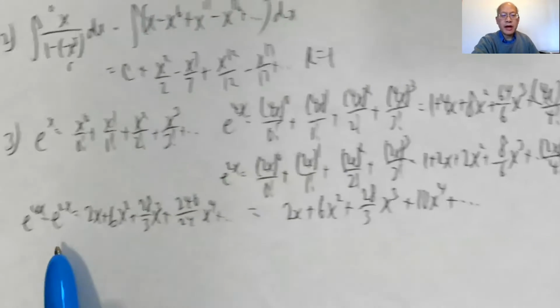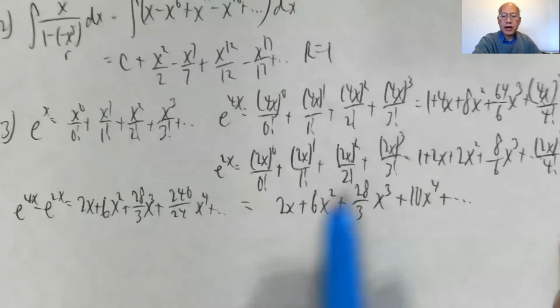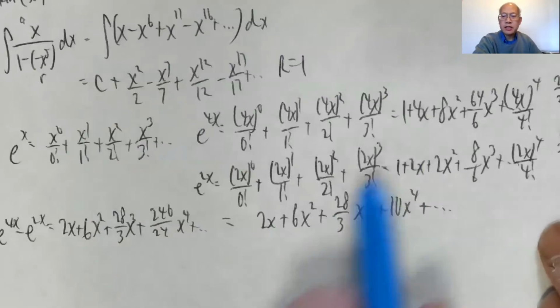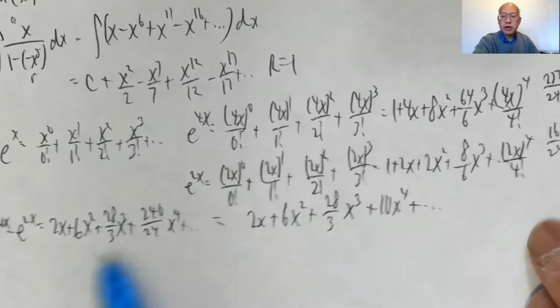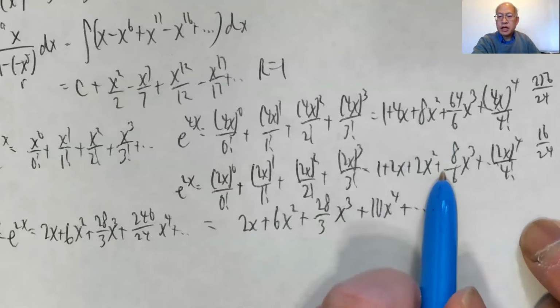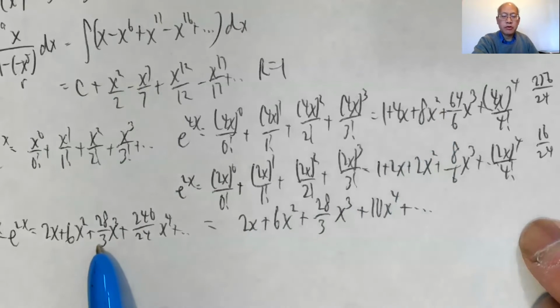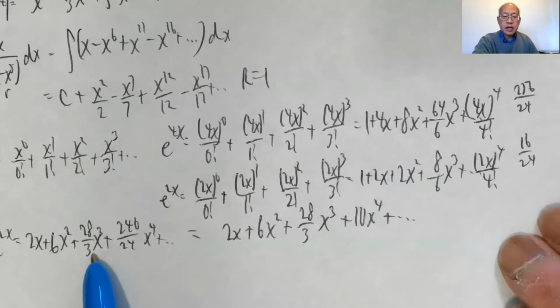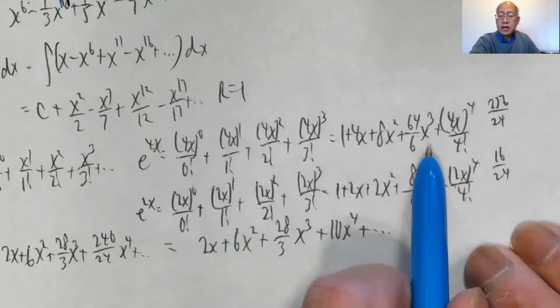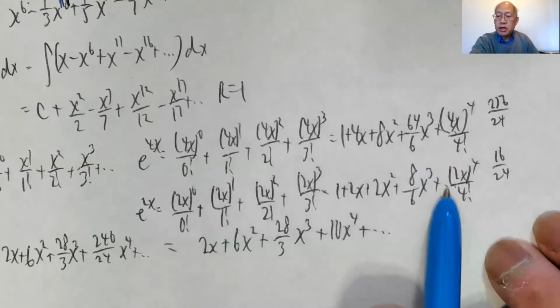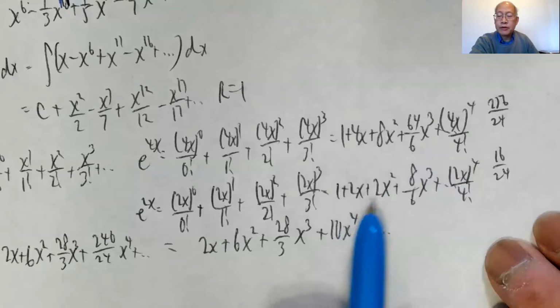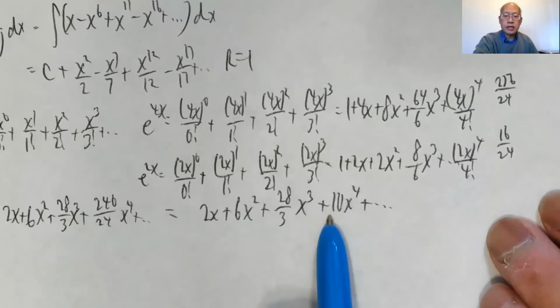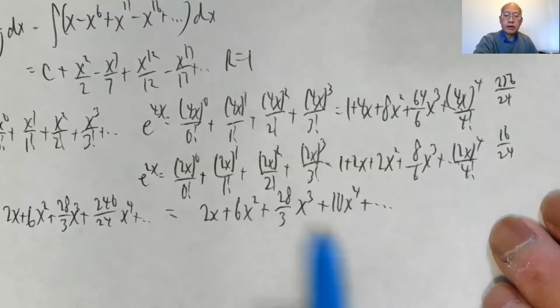So when I subtract e to the 4x minus e to the 2x, that drops out, that's 2x. 8 minus 2 is 6x squared. 64 over 6 minus 8 over 6 is 56 over 6, or 28 over 3 x cubed. This is 256 over 24 minus 16 over 24, that's 240 over 24, which is 10x to the 4th. So that satisfies having at least 4 terms.